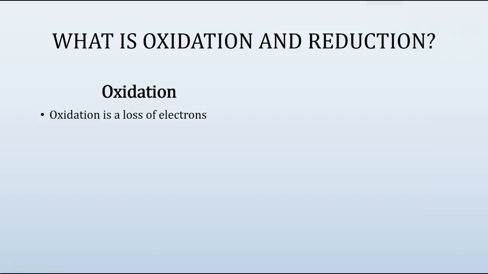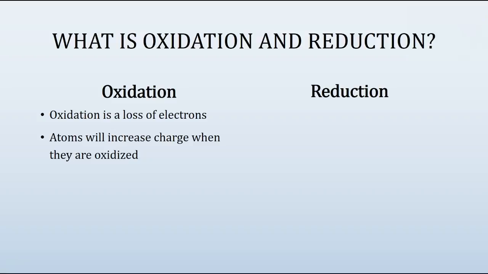Oxidation. What does that mean? Oxidation is a loss of electrons. When we lose electrons, we've oxidized. It can also be characterized by atoms increasing in charge. So that means if I go from a 0 to a +2, I've increased in charge. If I go from a -3 to a +1, I've increased in charge. If I go from a 0 to a +5, I've increased in charge. Those are all oxidation reactions.